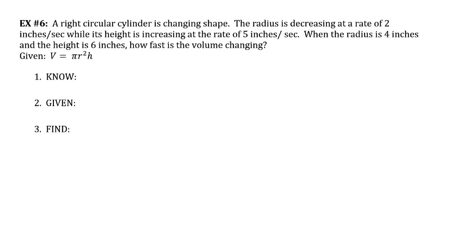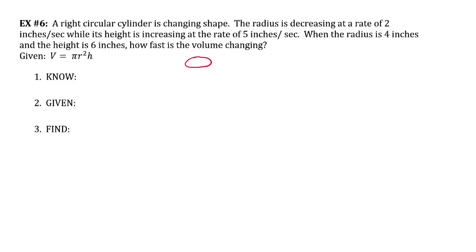Example 6, you have a right circular cylinder and it's changing shape. The radius is decreasing at a rate of 2 inches per second while its height is increasing at a rate of 5 inches per second. When the radius is 4 inches and the height is 6 inches, how fast is the volume changing? So we've got a few things going on here. We were told this was a right circular cylinder, so let's sketch a picture. What's going on with this?